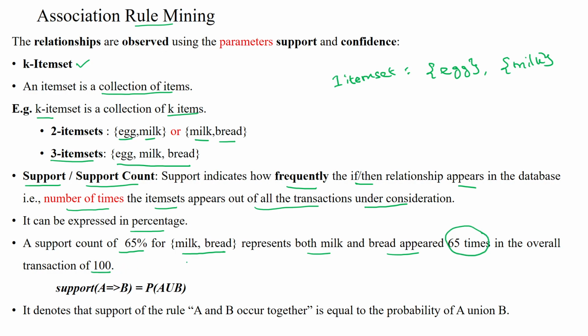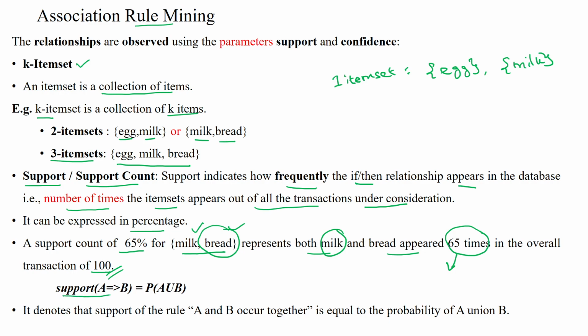That means out of 100 transactions of milk bought by the customers, in that 65 times bread was also bought by the customers. So there is the possibility of association between milk and bread. Whenever a customer is buying bread, milk is also bought 65 times out of 100 times. Whenever they are buying milk, bread is also bought in these transactions combinedly.